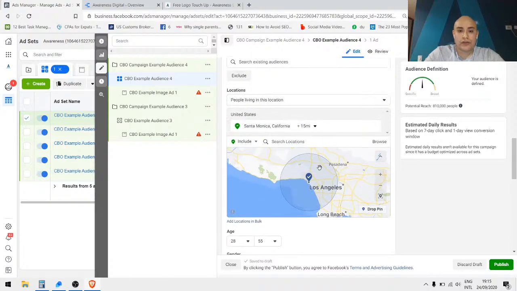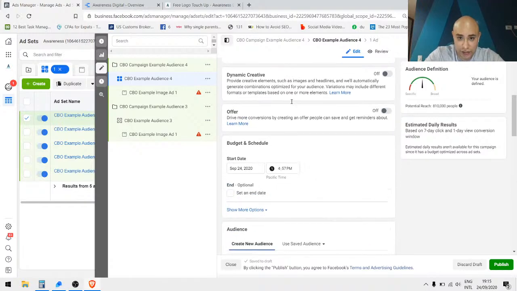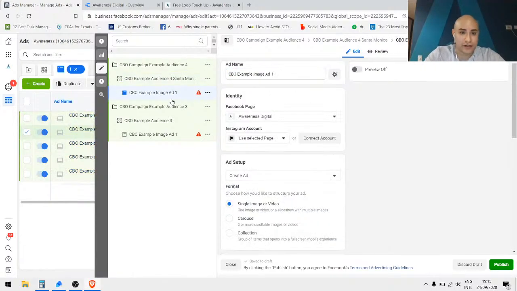Now we want to go to the ad level. I'm actually going to change this so that we don't get confused if I want to get off of it. Santa Monica. There we go. That way we can find it, right?